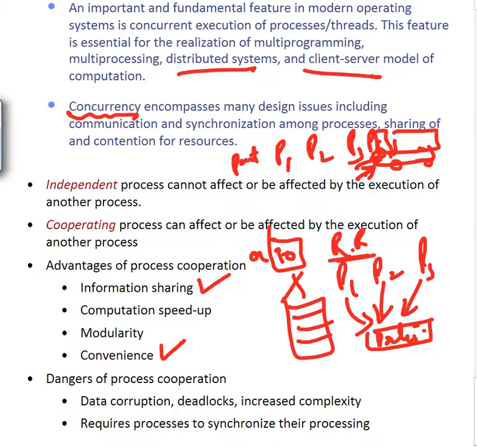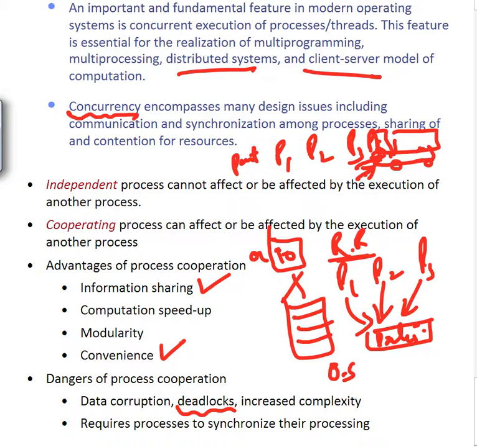But at the same time, it can lead us to some dangers like data corruption, like in this case. There can be deadlocks, which you will take up as a chapter later on. And there will definitely be increased complexity because our operating system has to tackle all those things, which is actually the objective of this chapter. So we need processes to synchronize their processing. We need a synchronization mechanism, which we will talk about in detail. So all these things come into the parlance of the OS now.